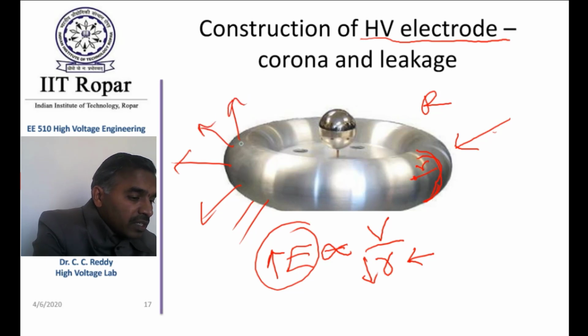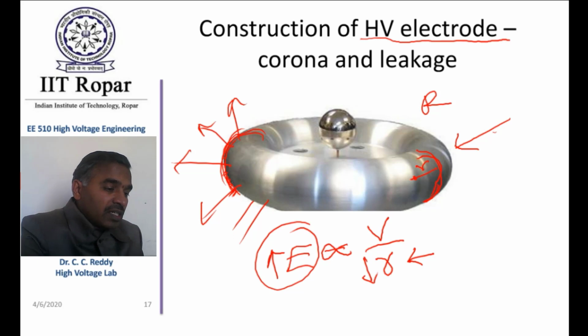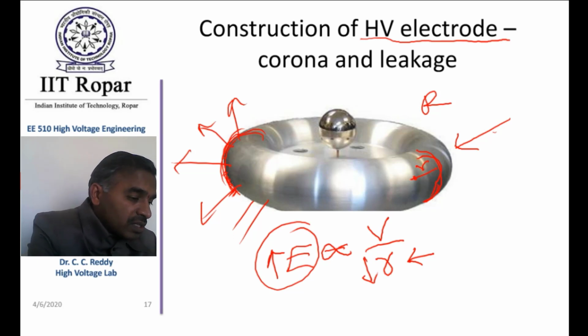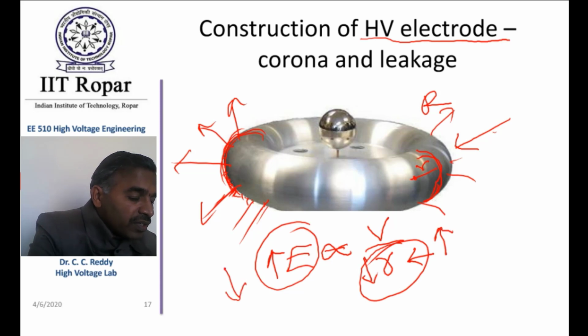Because the air surrounding this insulation gets ionized, and then partial breakdown occurs, that is known as corona. Partial breakdown in air surrounding the electrodes is known as corona. It is one kind of partial discharge. So this partial breakdown will occur, and then leakage will occur into the air. So to avoid this, R is kept sufficiently high so that E will be sufficiently low.